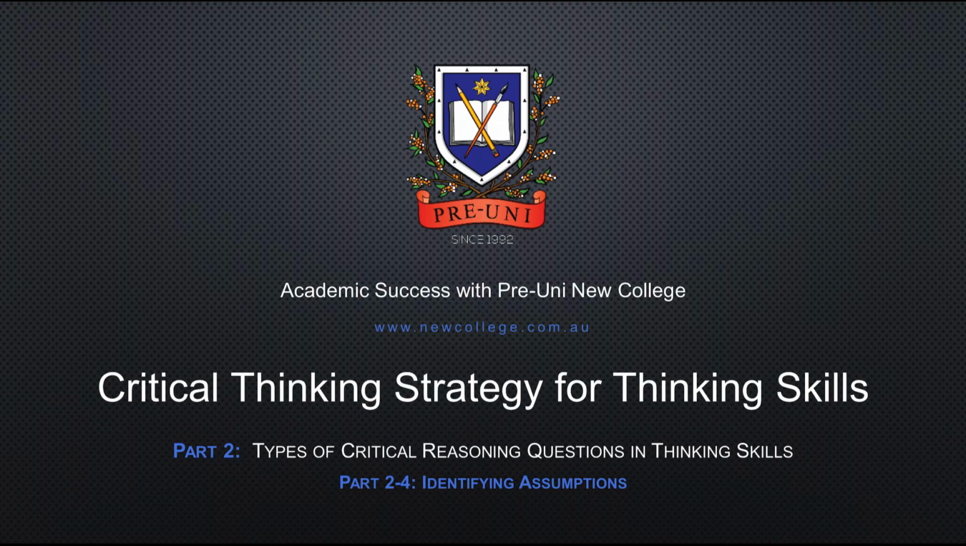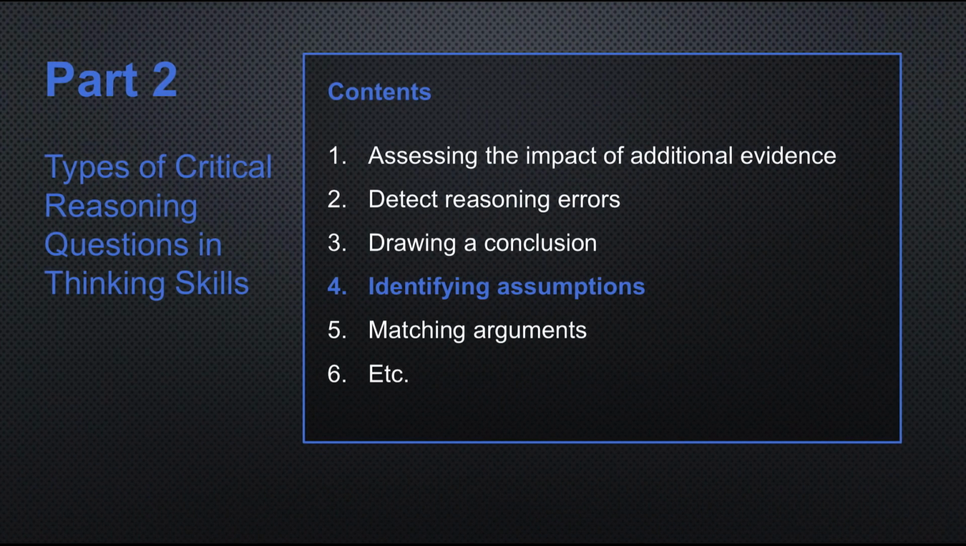Let's begin the video. Welcome everyone to part 2 of 4 of Critical Thinking Strategy for Thinking Skills. In this video, we will be covering identifying assumptions. As mentioned in our previous video, there are 6 types of critical thinking questions. They are assessing the impact of additional evidence, detect reasoning errors, drawing a conclusion, identifying assumptions, matching arguments, and etc. We'll be covering identifying assumptions in this video.